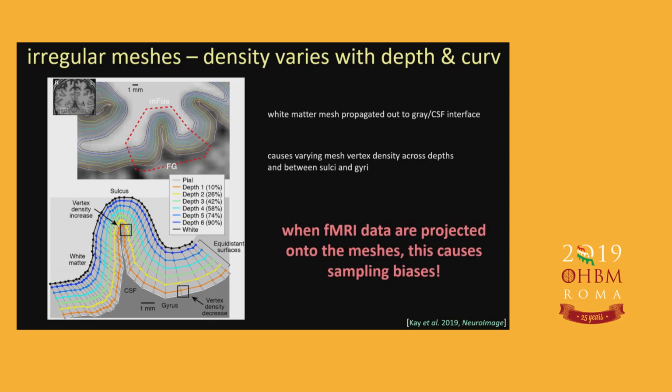Now, this bunching can be the cause of sampling biases when the fMRI data are projected onto the meshes. So there's a couple of ways in which we can correct for this. We can perform a vertex density correction. We can also use a more computationally intensive technique, which is to severely upsample the surfaces.